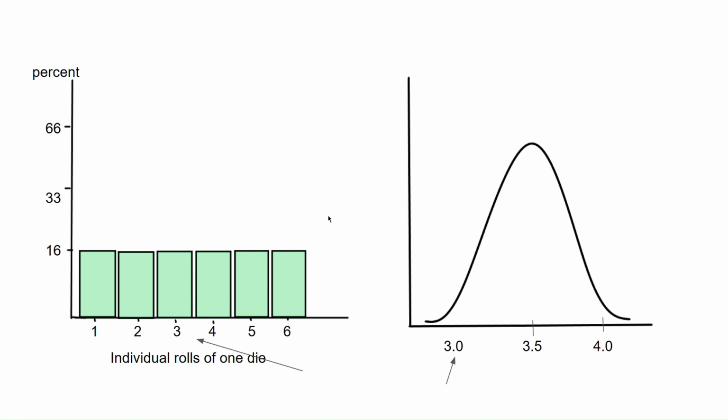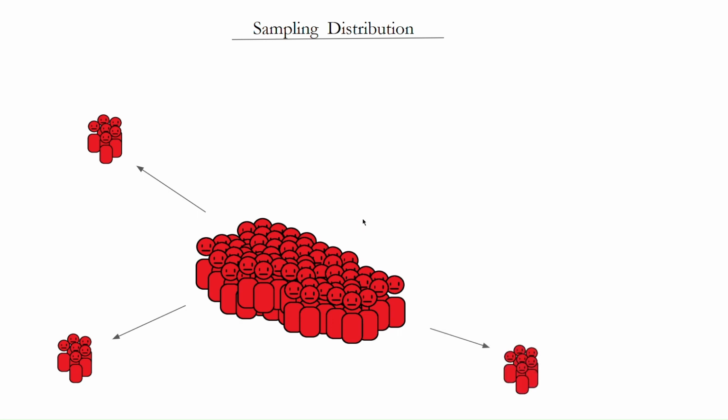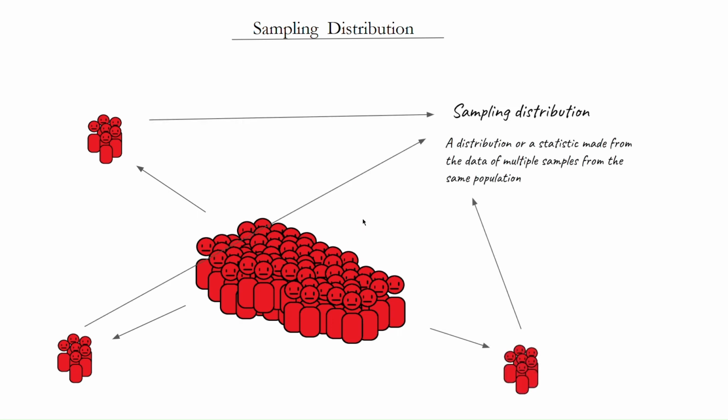So just so you get a good grasp of what I'm saying here, I'm going to summarize quickly. A sampling distribution is a distribution of a statistic made from data of multiple samples from the same population. That's what a sampling distribution is.